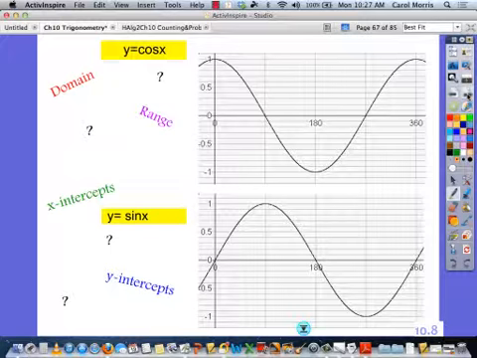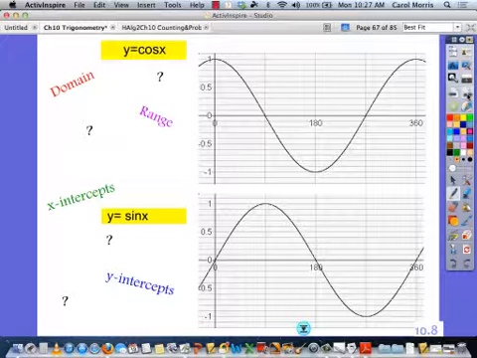But the range, take a look, up and down. Both of these ranges are similar. We're seeing these wave-style graphs, but they both peak at a 1, and they both have a valley at a -1. So their highest point is 1, their lowest point is -1, so that would have to be our range.